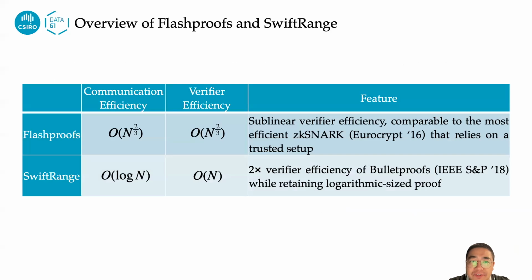Let us have a quick look at the features of Flash proofs and Swift range. Flash proofs and Swift range are two variants of the bit decomposition-based range proofs. Flash proofs is the three-round zero-knowledge range protocol. It has n^(2/3) sublinear efficiency in both communication and verification. It achieves comparable verification efficiency to that of the most efficient ZK-SNARK that relies on a trusted setup. Swift range is a logarithmic-sized proof with linear verifier efficiency. The salient feature is that it achieves twice the verifier efficiency of the state-of-the-art Bulletproofs.